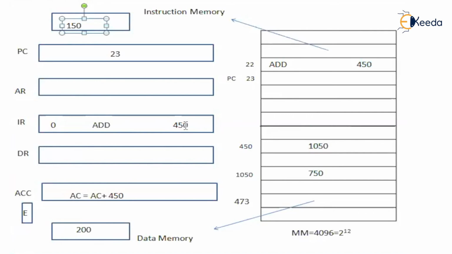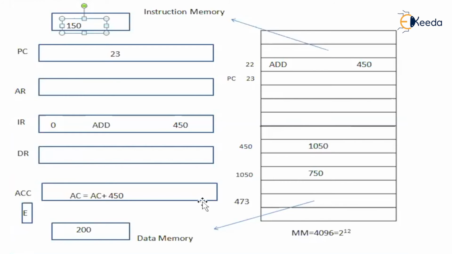Now, in order to calculate the effective address in the base register addressing mode, the address part of the instruction will be added to the contents of the base register. Then the effective address will be calculated. 450 plus 150 is equal to 600, right? Then 600 will be the effective address. We need to go to 600 in the main memory and collect the value, which is an operand.